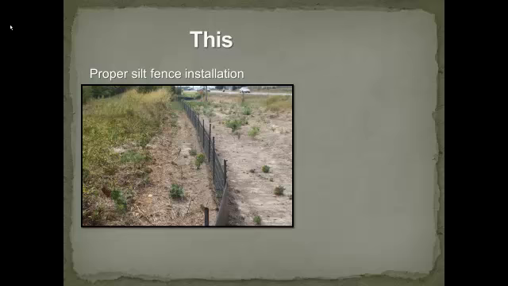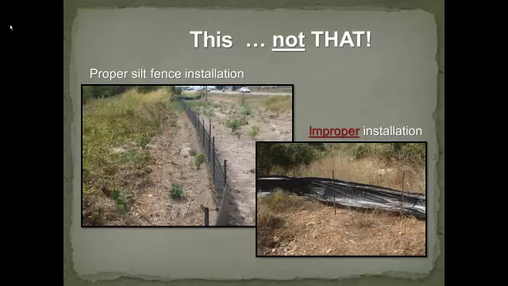This is a great example of a properly installed silt fence that is structurally sound and will do a great job in keeping sediment from leaving the construction site. This is a prime example of what not to do. The fence fabric isn't trenched in, so it is completely ineffective in slowing runoff and trapping sediment. The soil will easily just wash out underneath it.